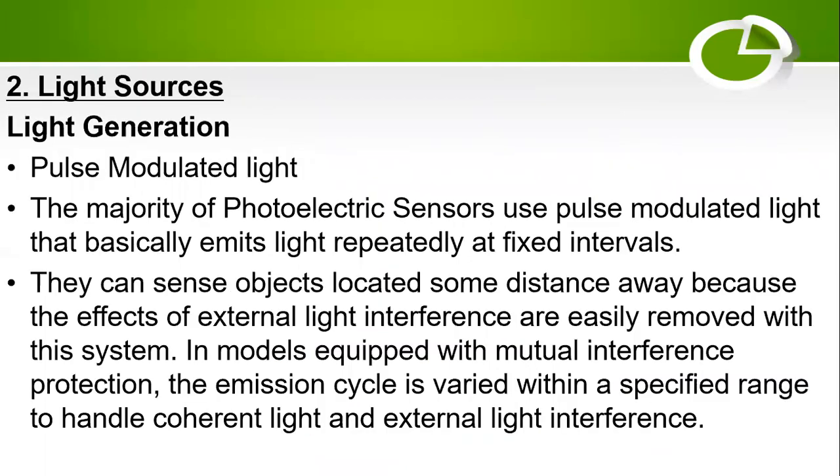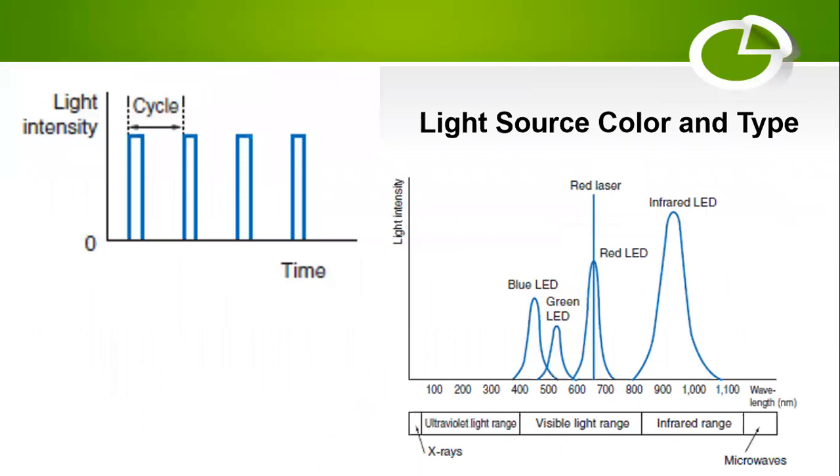The second one is light sources, light generation, pulse modulated light. The majority of photoelectric sensors use pulse modulated light that basically emits light repeatedly at fixed intervals. They can sense objects located some distance away because the effects of external light interference are easily removed with this system. In modules equipped with mutual interference protection, the emission cycle is varied within a specified range to handle coherent light and external light interference.